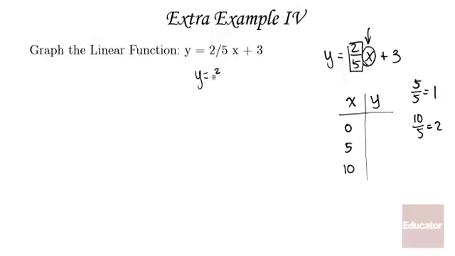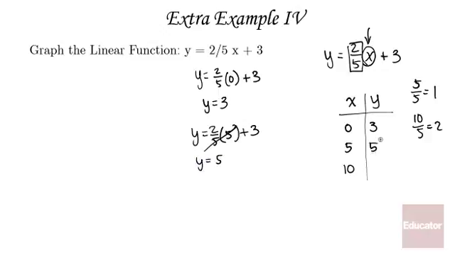So y equals 2/5, put in 0 here, plus 3. So 2/5 times 0 is 0, and that leaves you with 3. So a nice whole number to work with. Next, we're going to do y equals 2/5 times 5 plus 3. So here the 5/5 cancel to 1, and you're left with 2 plus 3 is 5. So a nice, easy whole number that you can graph. Y equals 2/5 times 10 plus 3. And that's going to be 2 times 10 is 20, divided by 5 is 4, plus 3. Once again, a nice, easy whole number.